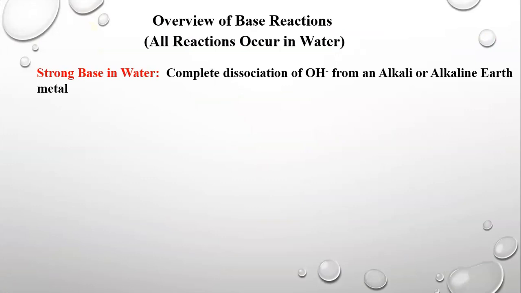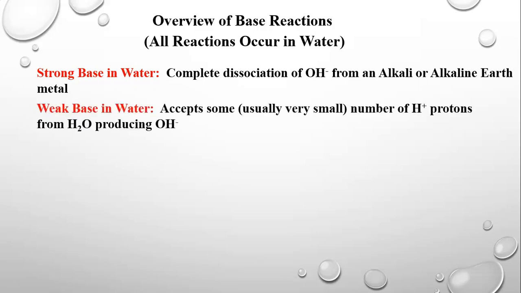So here's an overview of what we're going to talk about in this lesson. First, we're going to talk about a strong base in water. Well, we've talked about that already in earlier lessons. There's a complete dissociation of a hydroxide ion, OH-, from either an alkali or alkaline earth metal. So the one we use the most frequently in class is sodium hydroxide, NaOH, and that breaks apart into the sodium and the hydroxide. It could be potassium hydroxide, it could be calcium hydroxide. There's about 8 of them. So that's the first one.